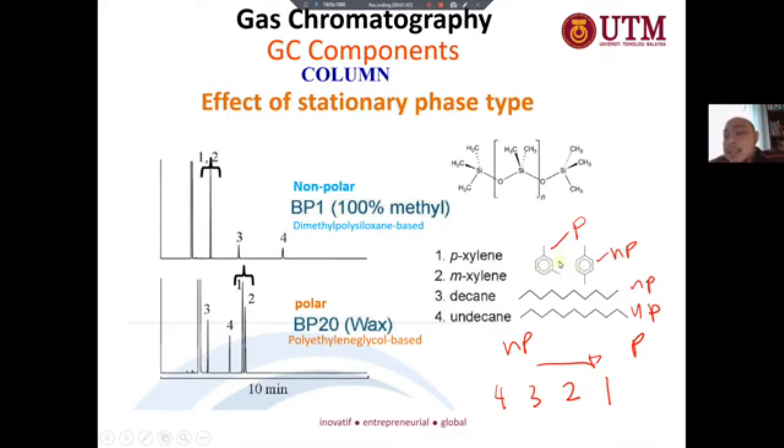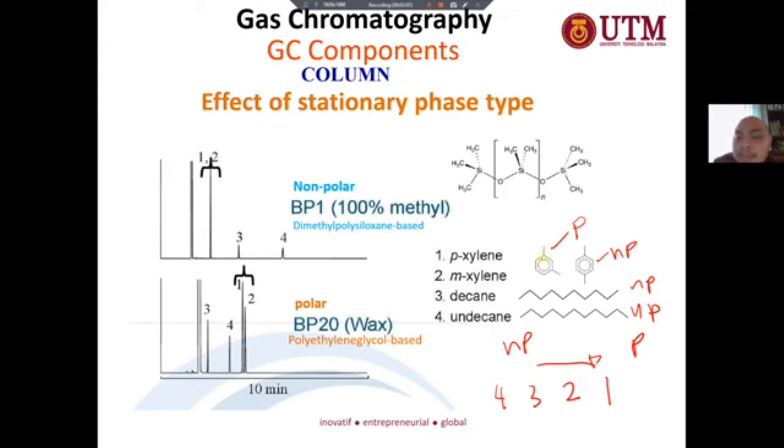But the difference is based on their structure. Compared to here, this compound, sorry, I think I made a mistake over here. Let me correct it: not 4321, 4321.